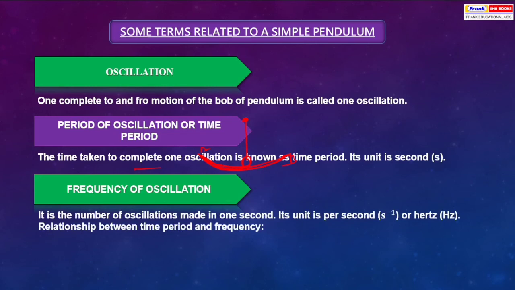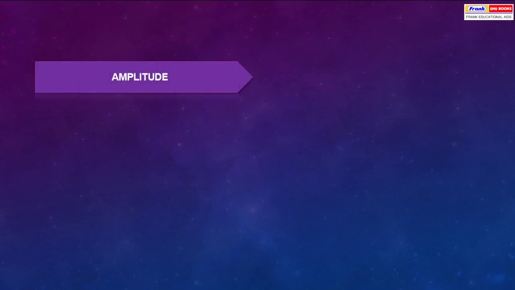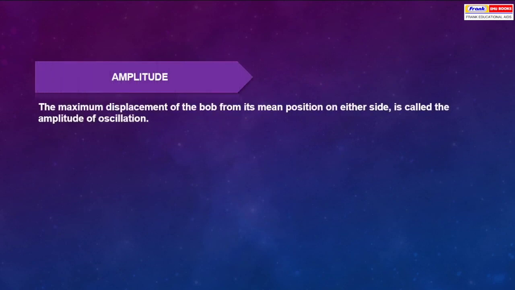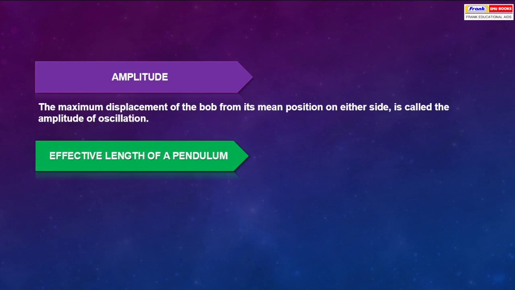The relationship between time period and frequency is: frequency equals 1 by time period, or time period equals 1 by frequency. So we can say that we have an inverse relationship between frequency and the time period of a simple pendulum. Apart from that, we also have another term known as amplitude. Amplitude is the maximum displacement of the bob from its mean position on either side. These terms we are going to discuss in the chapter Sound in a very elaborate manner, so don't worry about that.